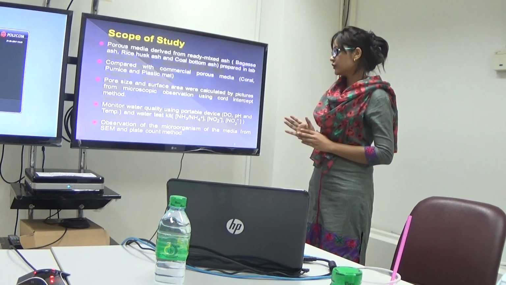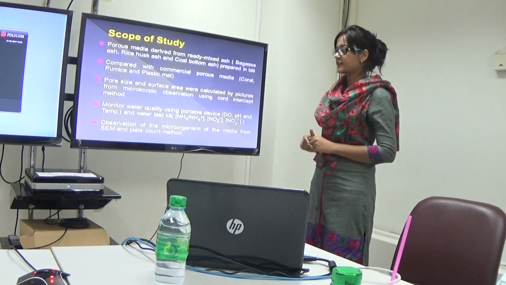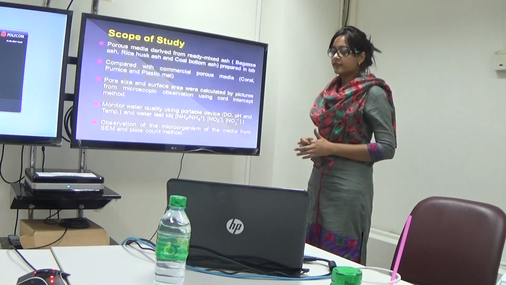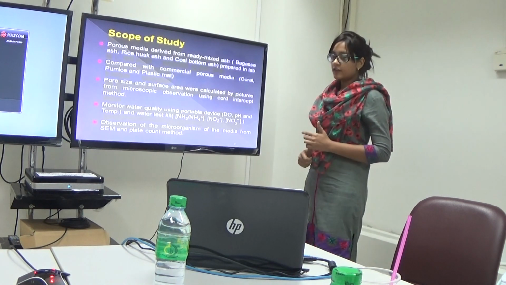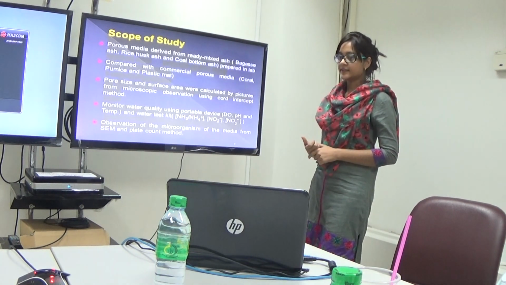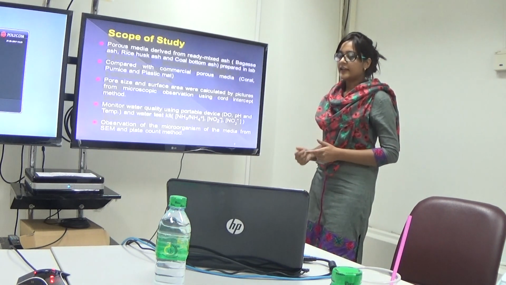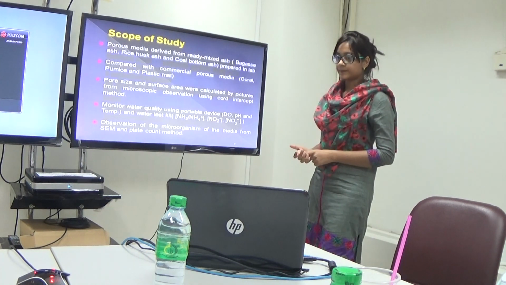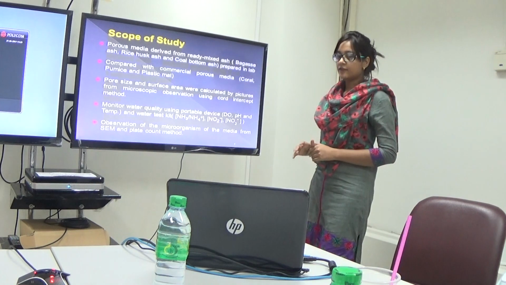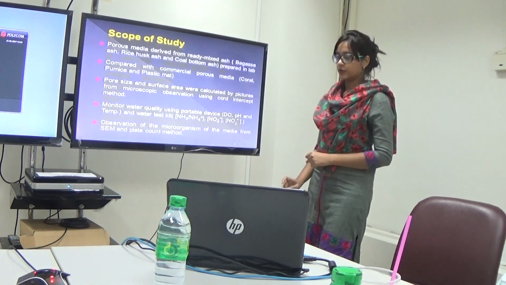We measured them from microscopic observation using the chord intercept method, and monitored the water quality using a portable device for dissolved oxygen, pH and temperature. For water tests, we use ammonia, nitrite and nitrate test kits. And we also observe the microorganisms on the media by SEM and the plate count method.